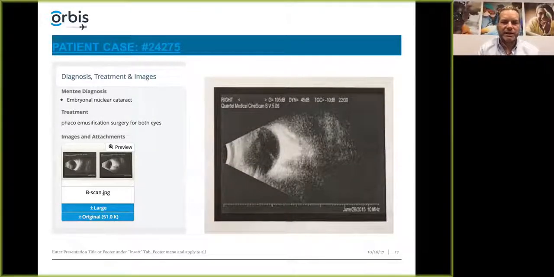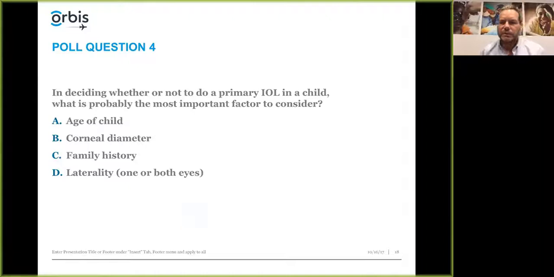Okay, so here's a highlight of the B-scan, just in case you couldn't see it very well. So this physician has diagnosed a nuclear cataract and is recommending phacoemulsification surgery for both eyes. All right, but as we talk about this kid, this is an infant, 4 months old, and they have bilateral cataracts, and they have a family history of cataracts.